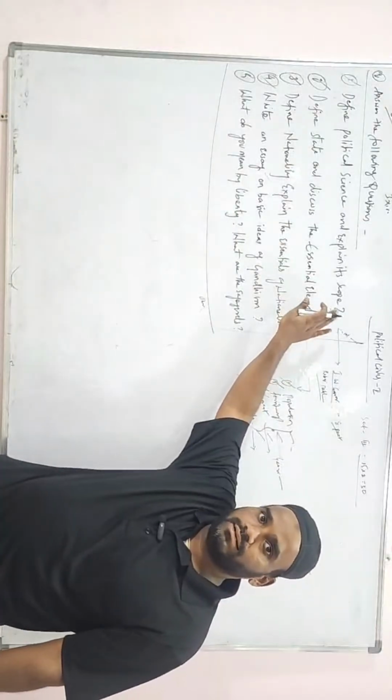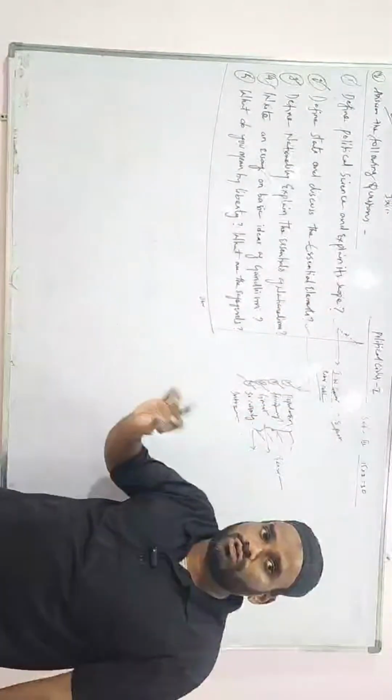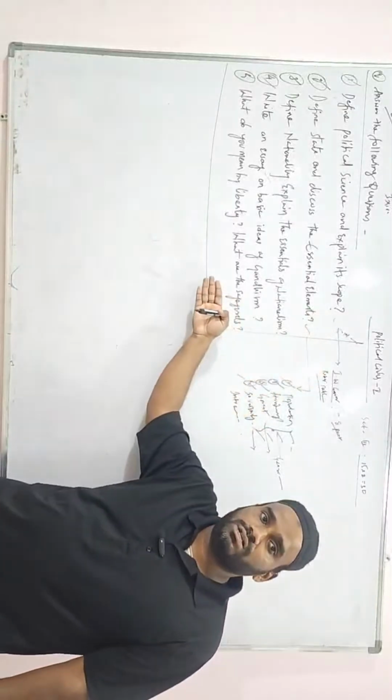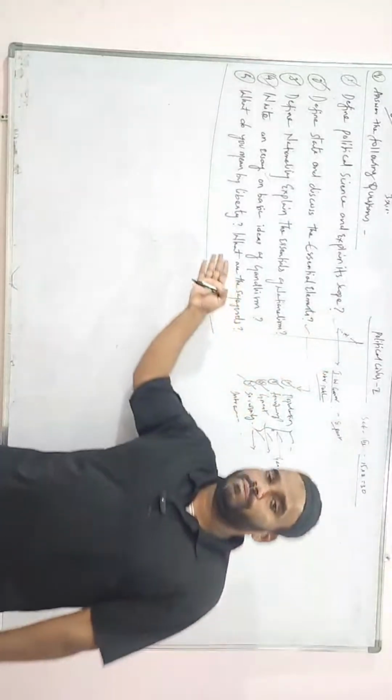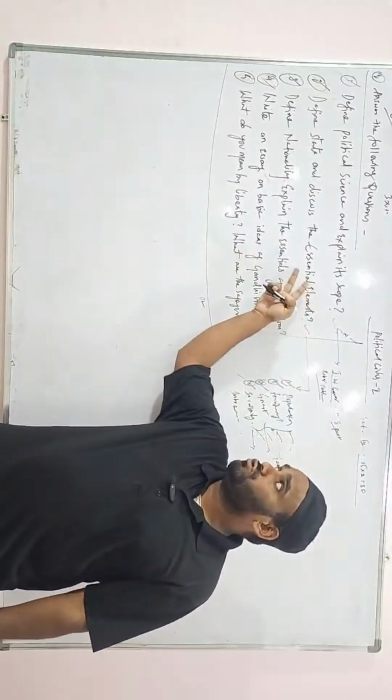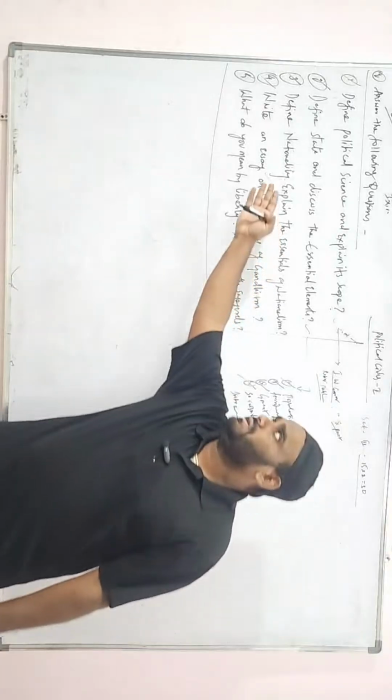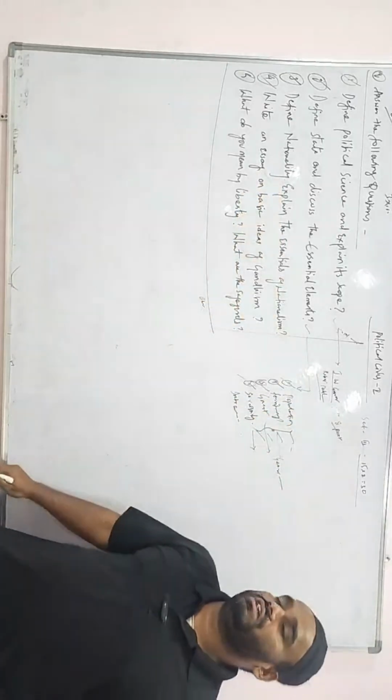First, political science: a decided question, a damn sure question. In case it comes in tomorrow's paper, even at the last, don't bother about that. It should be compulsory in the 5th position. These two questions are very, very important, damn sure questions. Now, the third one: define nationality and explain the essentials of nationalism.